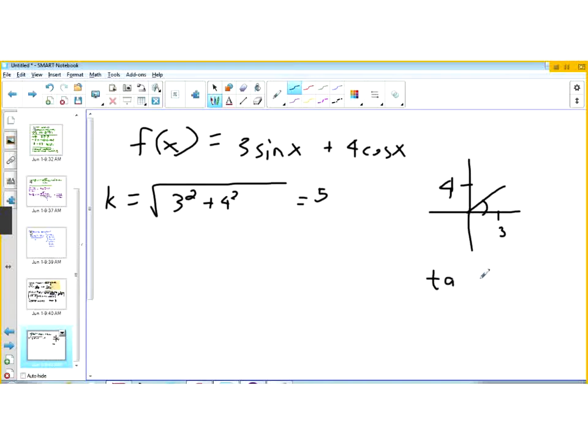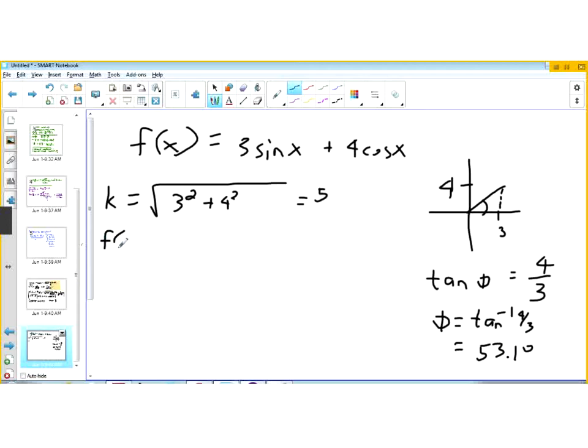So the tangent of phi would equal the opposite side divided by the adjacent side. And then you can use your inverse tan key on your calculator to discover that phi is equal to the inverse tan of 4/3. And so that turns out to be 53.1 degrees approximately.